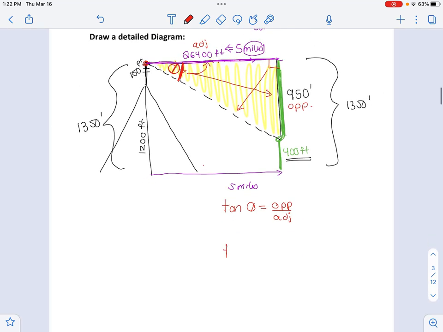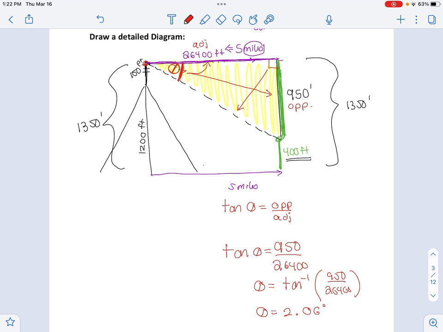I am solving for the angle, so that's my variable, but I can plug in the opposite side of 950 and the adjacent side of 26,400. And to find my angle, I will do the inverse tangent of that ratio. So second tangent of 950 divided by 26,400. And I get an angle of about 2.06 degrees. So a very small angle there as we're kind of looking down at that angle of depression.